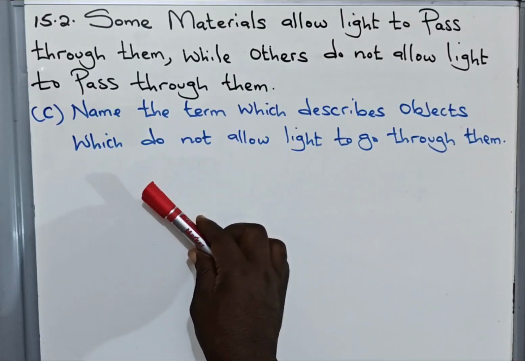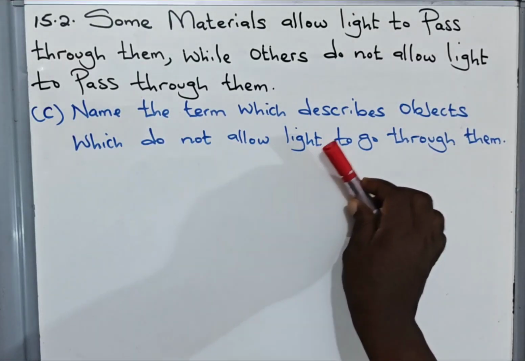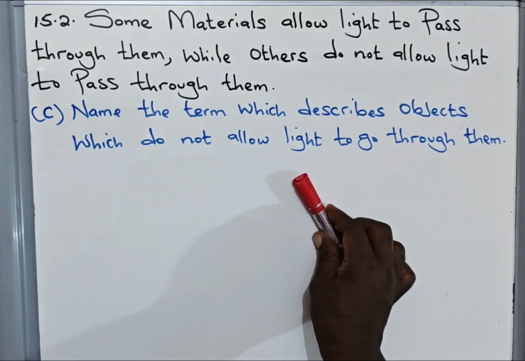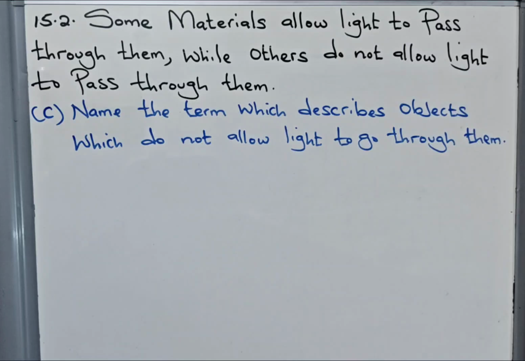Then we come to this question. It says, name the term which describes objects which do not allow light to go through them. How do we call such objects? They totally block light. They do not allow light to go through them. How do we call them? We call them opaque objects.